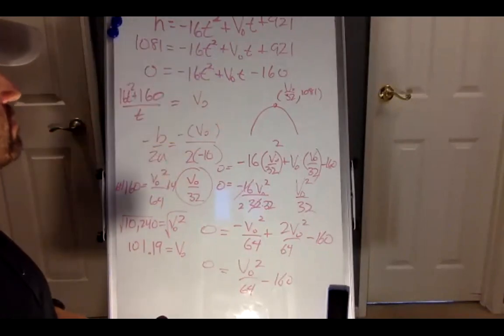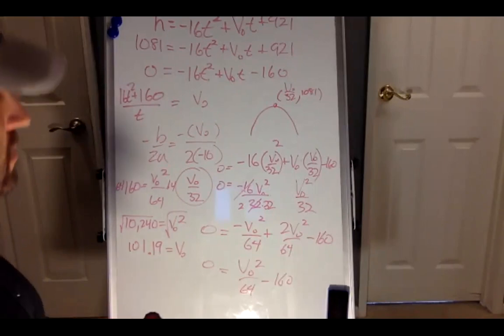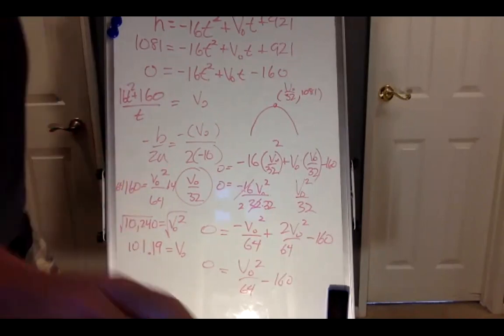The only way to really check it is to do negative b over 2a. If that is equal to the time stated in part B, then you did it correctly. If not, then you didn't do it correctly.